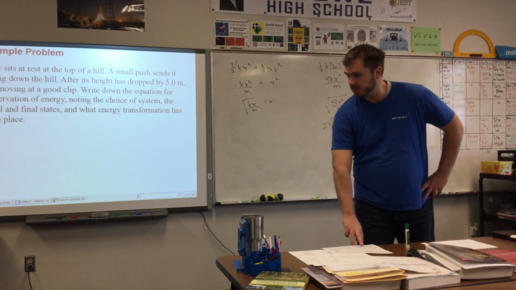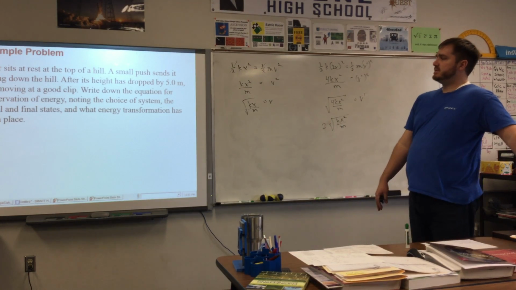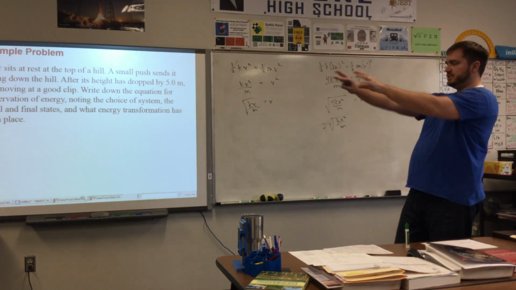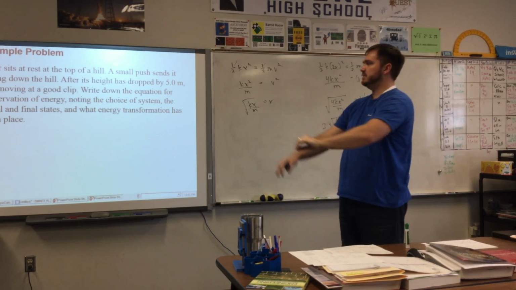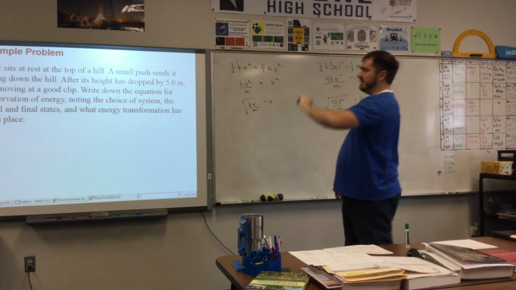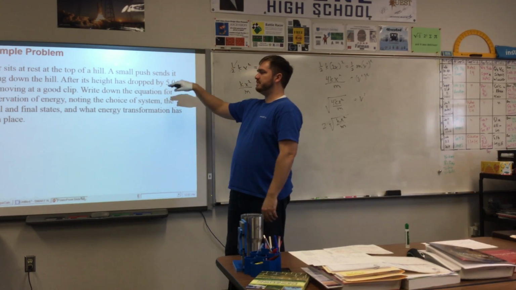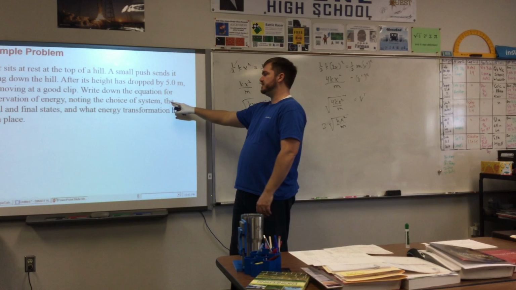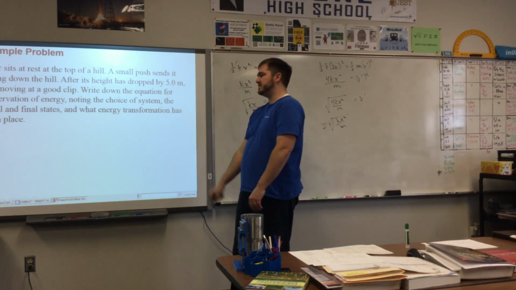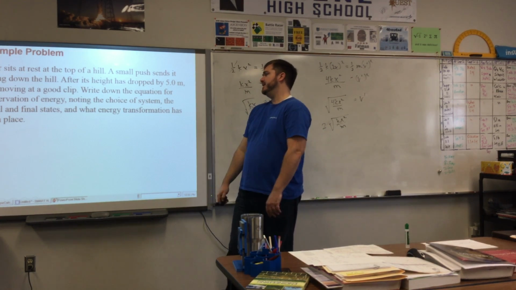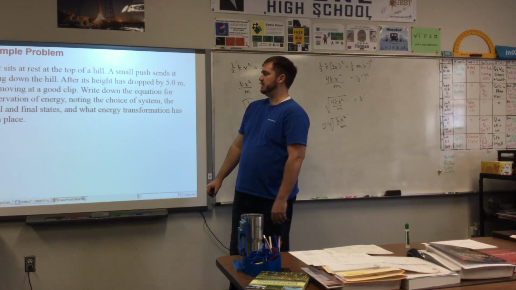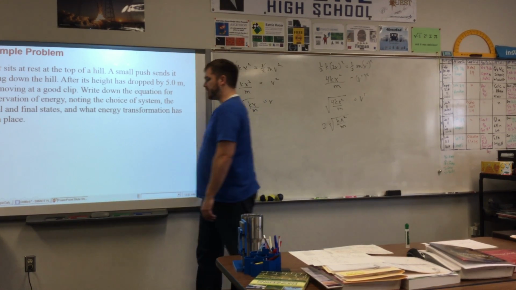Let's think about this last problem here. It says a car sits at rest at the top of a hill. A small push sends it rolling down the hill. After its height has dropped by 5 meters, it's moving at a good clip. Write down the equation for the conservation of energy, noting the choice of system, the initial and final states, and what energy transformation has taken place. Okay? Potential to kinetic. Okay.